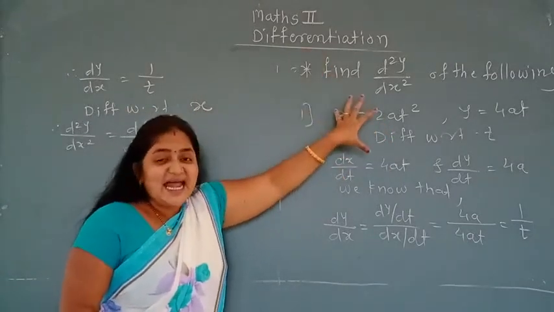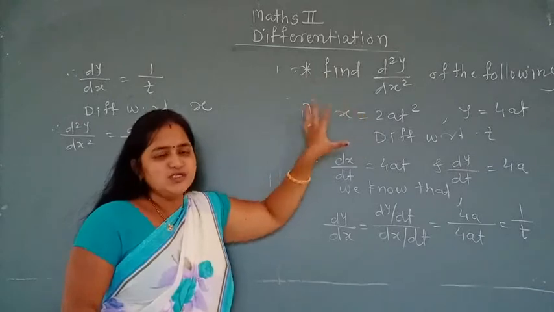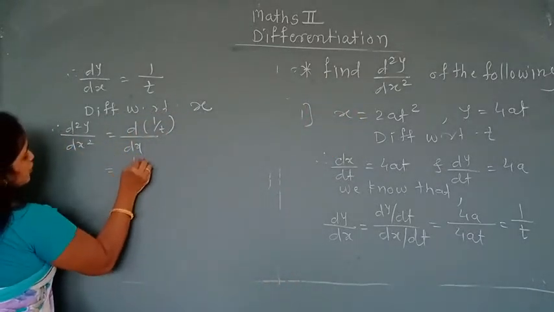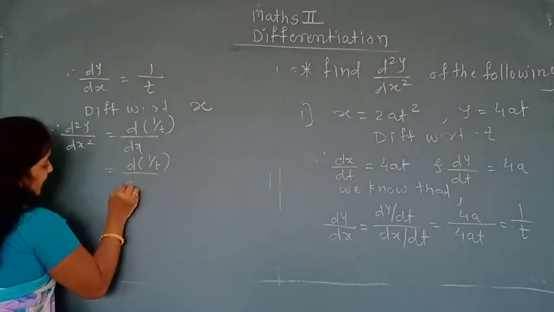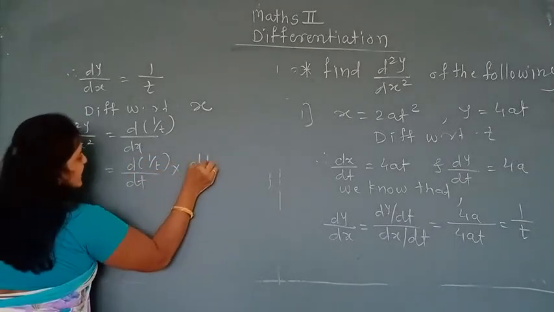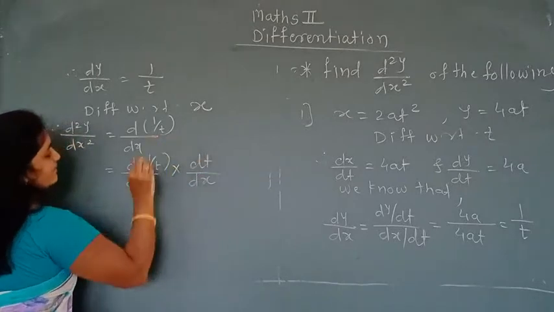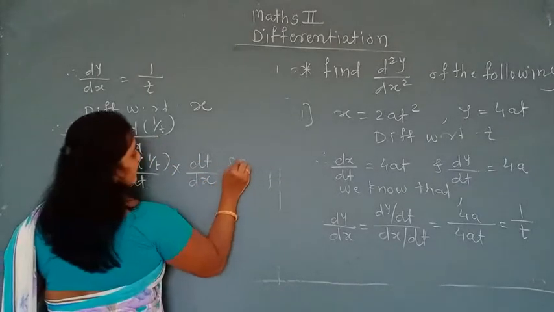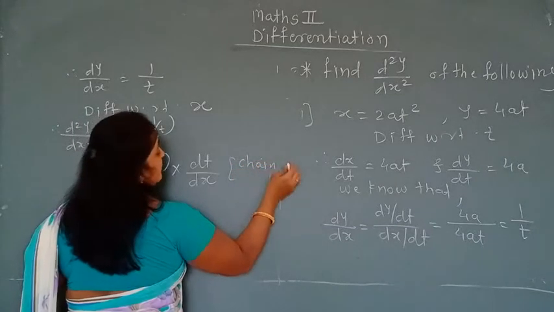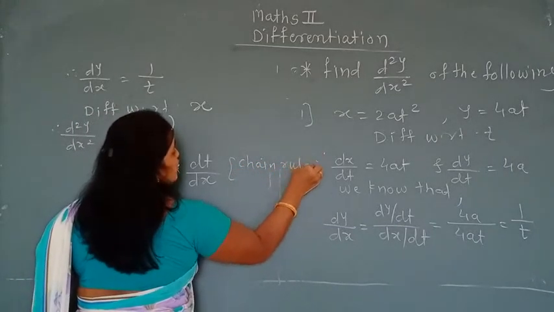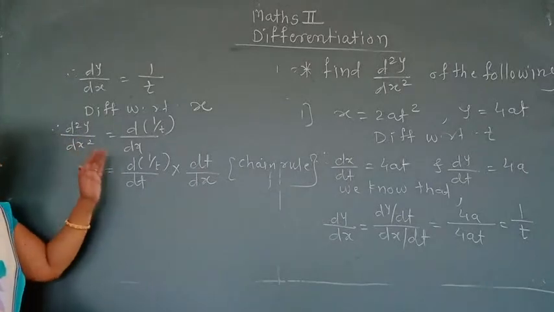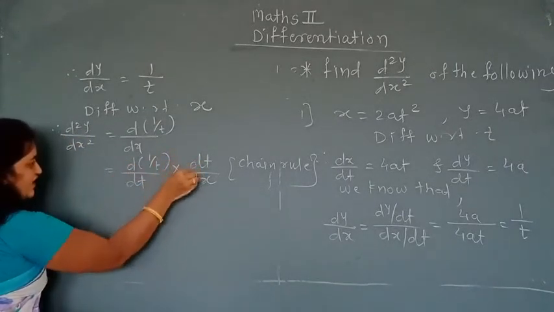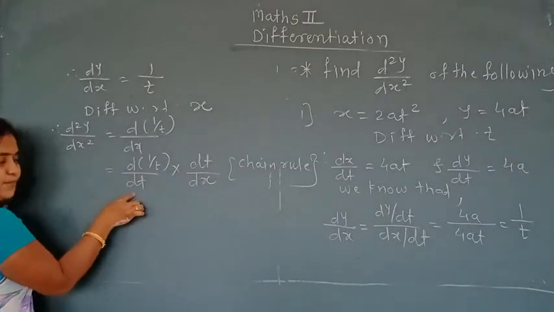In that case we use a composite function, which means this term we can write as the derivative of 1 upon t with respect to t multiplied by dt by dx, by using the chain rule, because the x variable depends on which variable? The t variable. So we use the chain rule here. This step is very important.